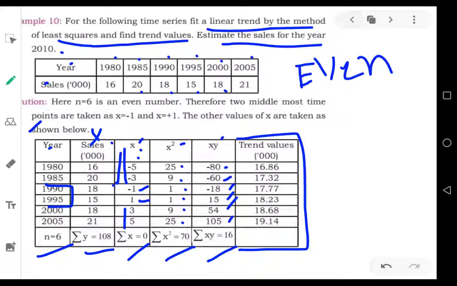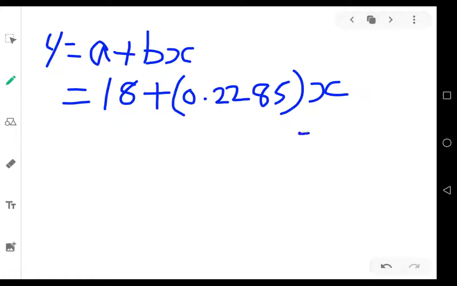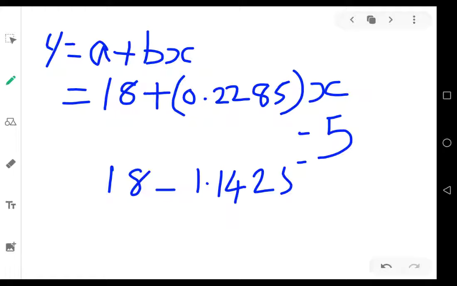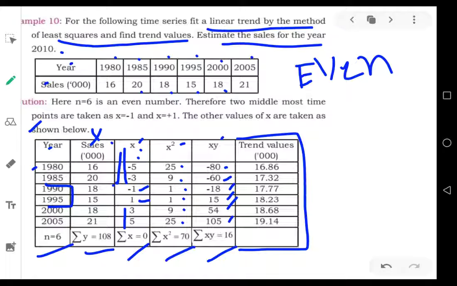Now for the first year, that is 1980, the x value is minus 5. If the x value is minus 5, we proceed with the calculation. 18 stays the same; multiply 0.2285 with minus 5, that should be 1.1425. Here plus into minus gives minus, so 18 minus 1.1425, you should get 16.86. 16.86 is the trend value for 1980.